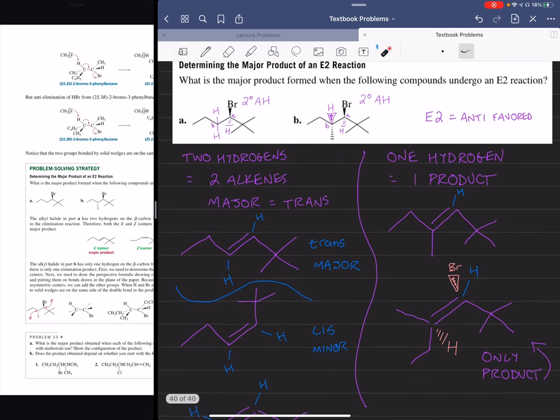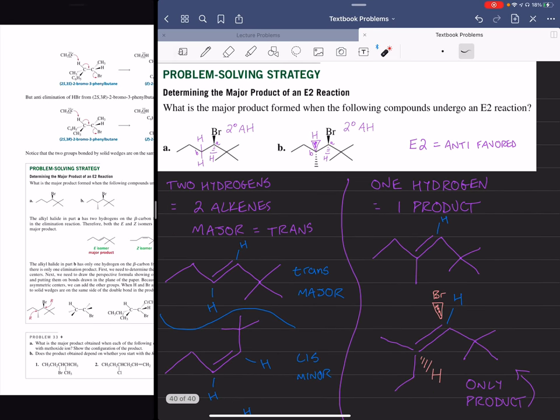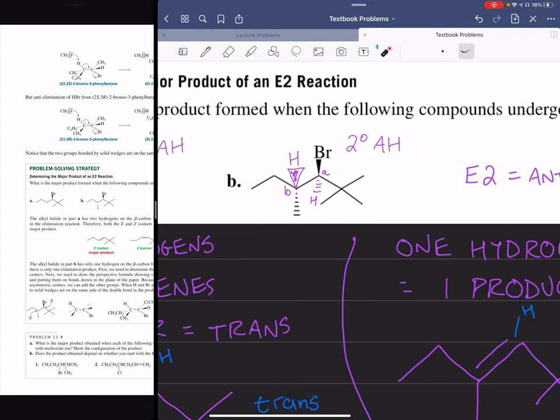Okay, so that's the first one. The second one, still an E2, this is still a secondary alkyl halide because our alpha carbon is attached to two carbons, which are the beta carbons. No hydrogens here, don't have to worry about anything over there.